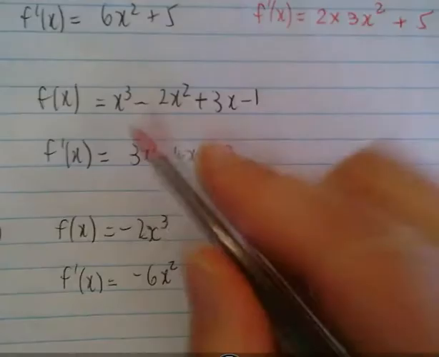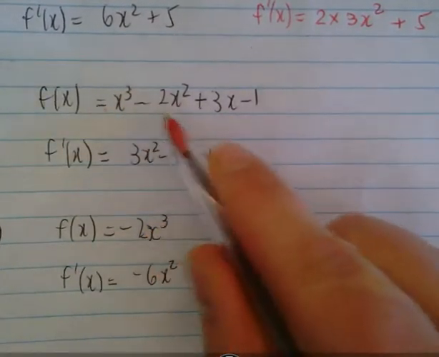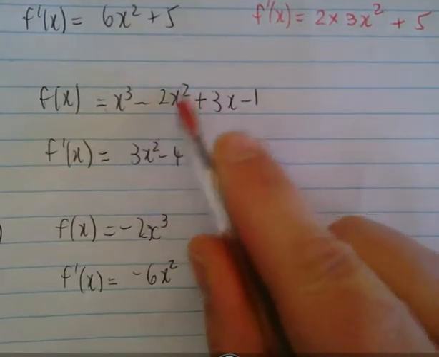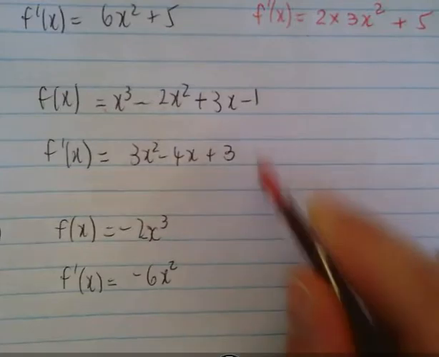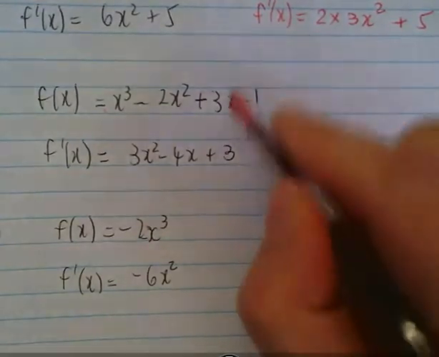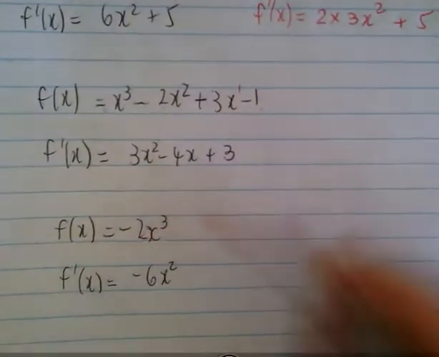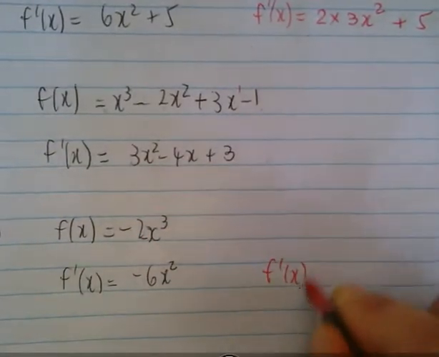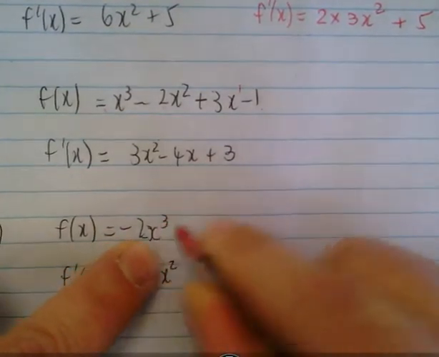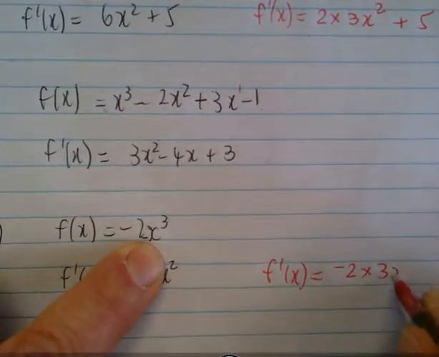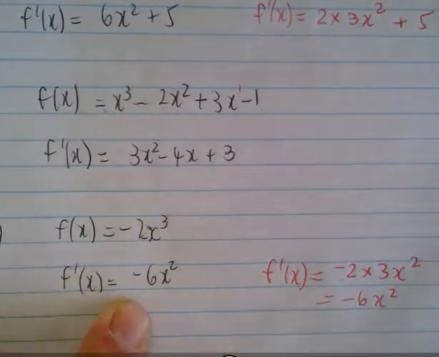This one, again, dropping the 3 to the front, 3x squared, dropping the power by 1, minus 2 times 2x it will be. All good? Plus 3, dropping this power by 1, because that's 3x to the 1. And when you differentiate a constant, you get 0. And this one here, your f dashed x, you've got your negative 2 times, and you're differentiating the x cubed, you get 3x squared, and that's why you get negative 6x squared for the derivative.